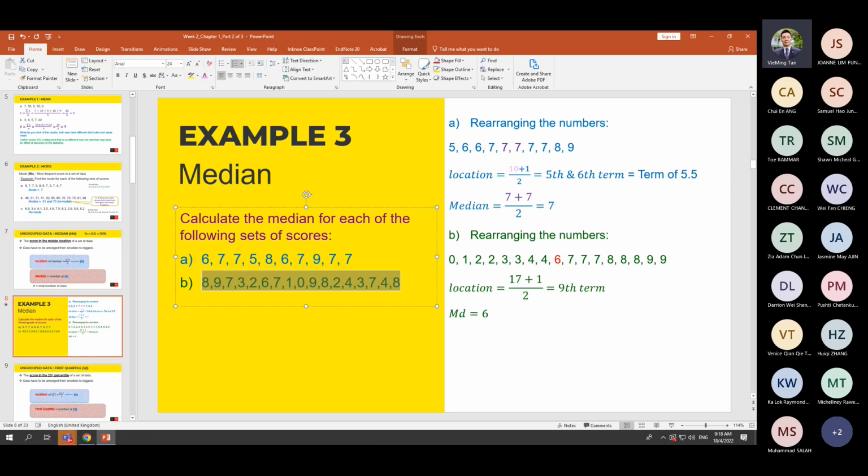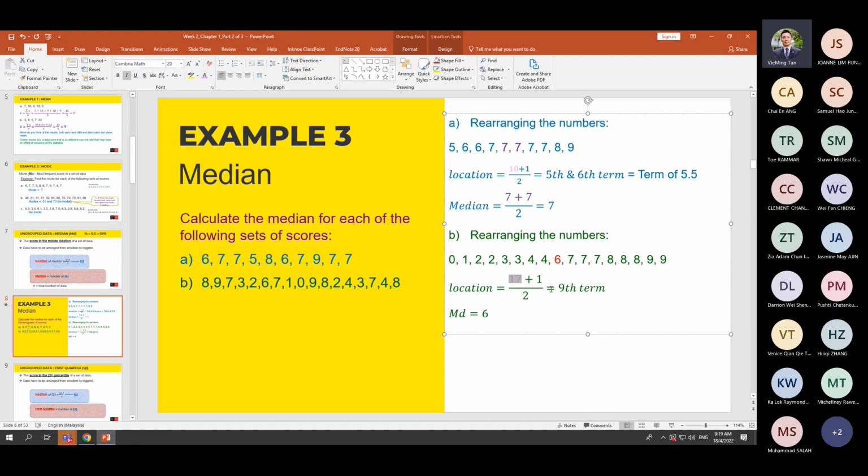Okay. The next step, identify the location of median. So for the location, we use the formula. How many data do we have here? We have 17 data. That's why we use 17 as the numerator. You can count how many data: 1, 2, 3, 4, 5, 6, 7, 8, 9, 10, 11, 12, 13, 14, 15, 16, 17. 17 data. So we use 17 here.